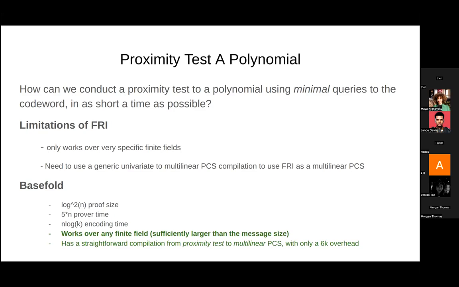So Basefold is very similar to FRI. It generalizes FRI and then changes one aspect of the protocol. It also has log squared n proof size, 5n prover time, and n log k encoding time. It works over any finite field, so it lifts that limitation of FRI, as long as the finite field is sufficiently larger than the message size, because that's required to make sure that the minimum distance of the code is good. And Basefold yields a straightforward compilation from proximity test to multilinear PCS with only a 6K overhead, where K is the message size, which is a very small overhead. So those are benefits of Basefold.